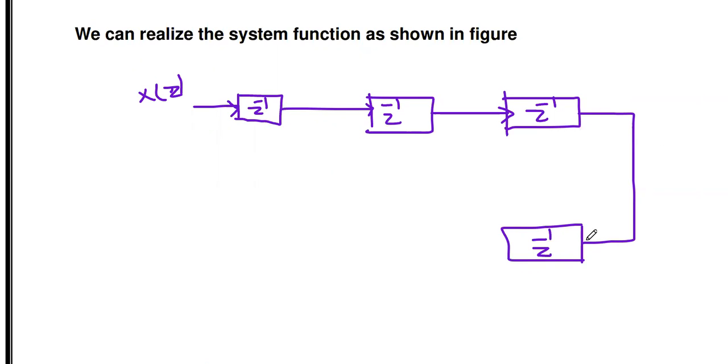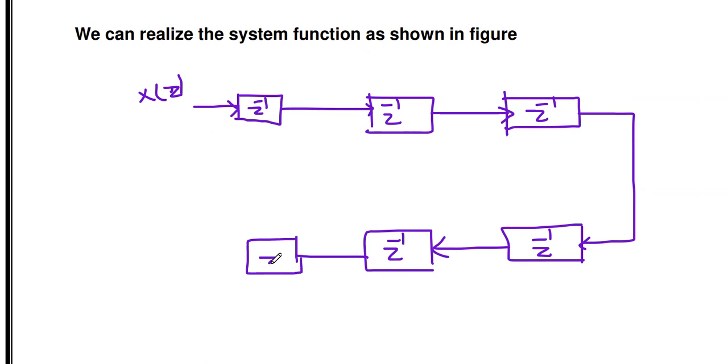So the output of the third delay is given as an input to the fourth delay. Similarly, here you just draw one more delay, that is z inverse. Okay, so 6 delays we have drawn.